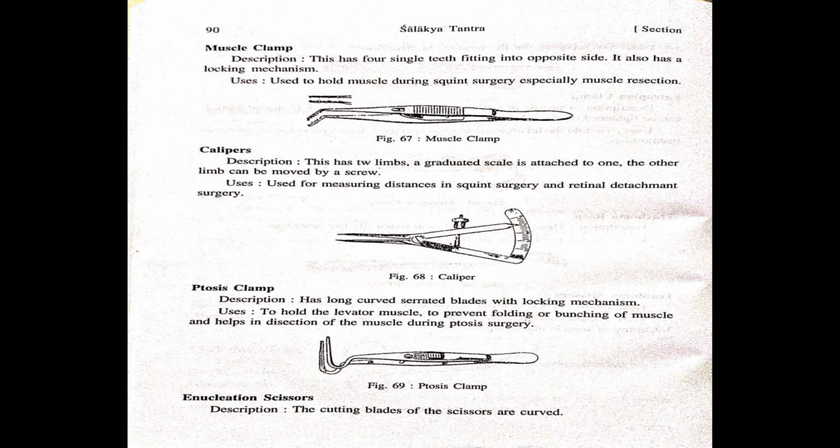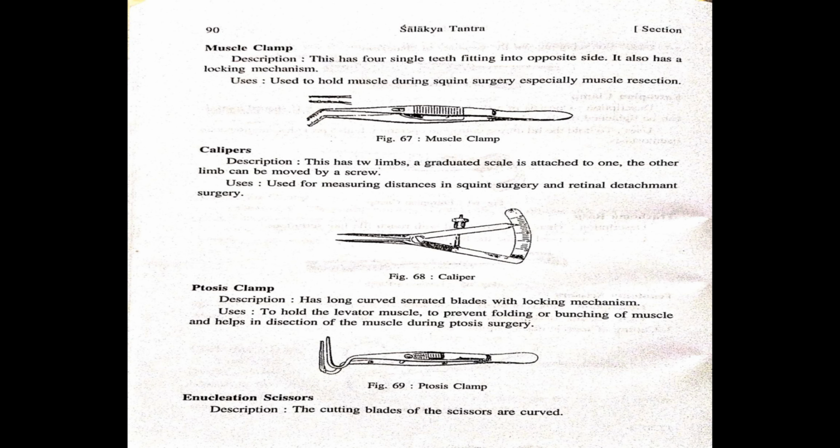Muscle clamp. Description: this has 4 single teeth fitting into the opposite side. It also has a locking mechanism. Uses: used to hold muscle during squint surgery, especially muscle resection. Figure 67, muscle clamp. Calipers. Description: this has two limbs, a graduated scale is attached to one, the other limb can be moved by a screw. Uses: used for measuring distances in squint surgery and retinal detachment surgery. Figure 68, caliper.